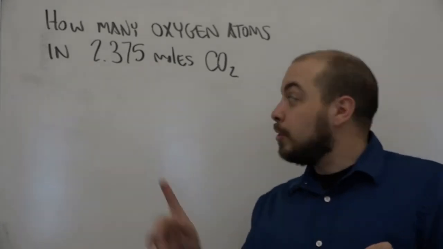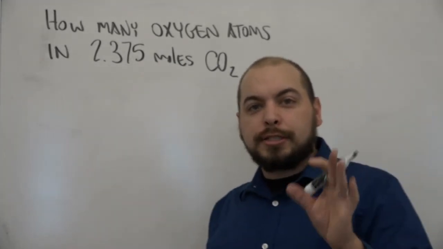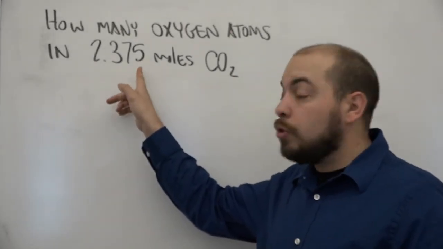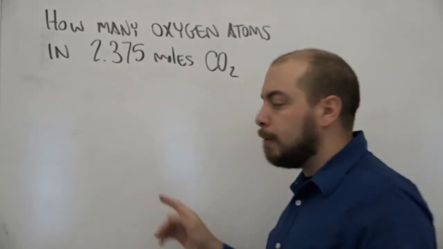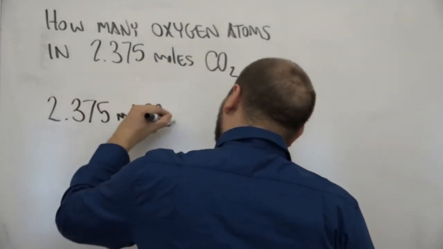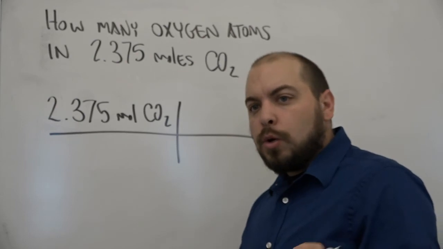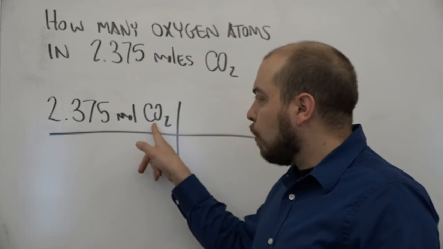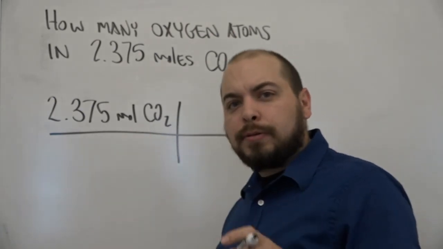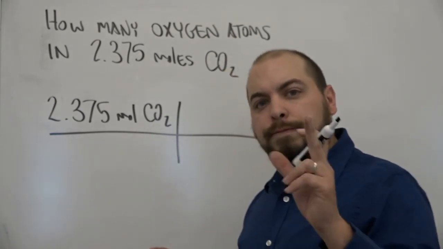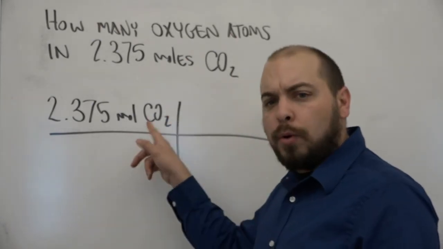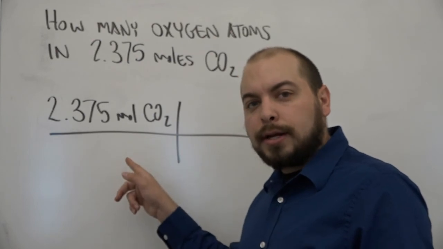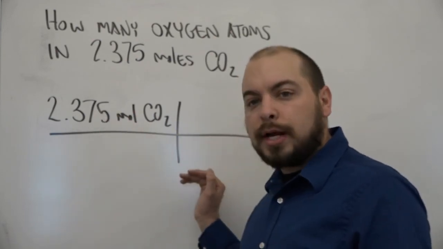All right, so this was a challenging one. Now that you've had a chance to try it, let's solve it together. We're going to start by writing out the value that we were given, which is 2.375 moles of carbon dioxide. Now here's where it got tricky. We need to get to atoms of oxygen, but we're right now in moles of carbon dioxide, so we actually have a couple of steps to go through here. The first step is we need to figure out how many moles of oxygen there are in every mole of carbon dioxide.